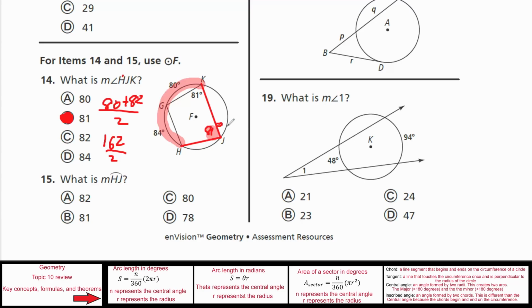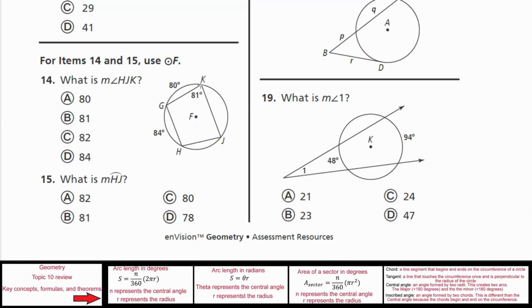Now it wants to know what is the measure of arc HJ. So let's clear this off because that's not going to be too relevant. Nothing here is going to help us. Let's retrace. So arc HJ is created right here. But I don't have an inscribed angle. I don't have a central angle, right, to tell me what that measure could possibly be. I have to use some other information here.